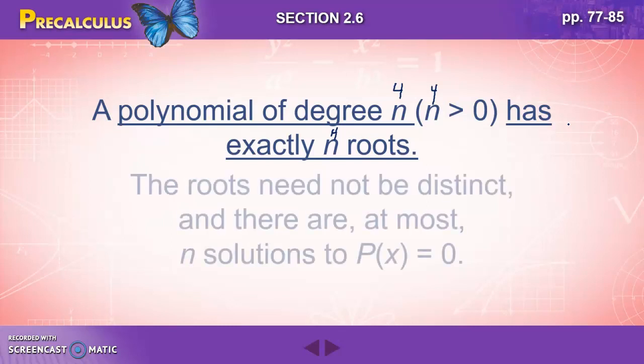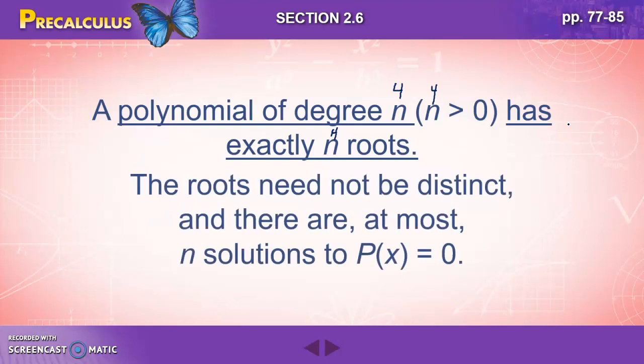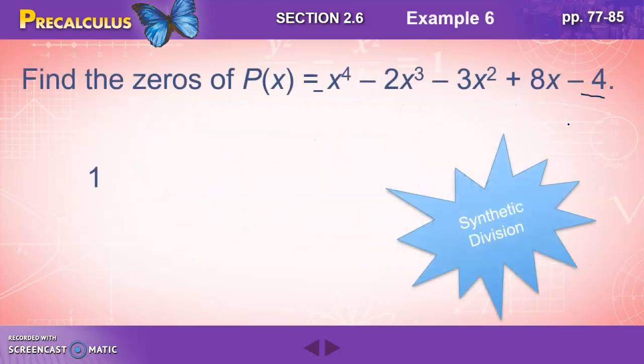Now these may not be 4 distinct roots. You can have a root that's repeated with multiplicity, but there are going to be 4 roots, or at most n, whatever the n is. I'm using 4 to represent my n. So find the zeros of p of x. We know that we should have 4 roots, whether they're distinct or not.